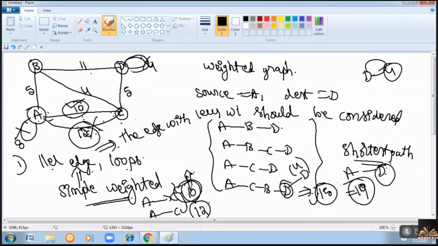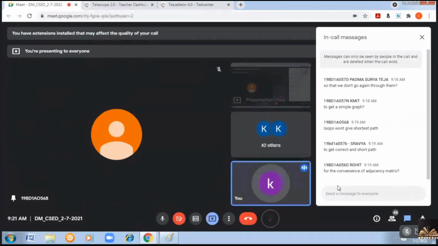Clear? So one reason to remove the loops is there is no use of traversing from a vertex to itself. And the reason to remove the parallel edges is when you have more than one path to reach from one vertex to another vertex, you will always choose the shortest path. You will not choose the path with more weight. Is it clear now? That is the reason we are removing the parallel edges and the loops. Is it clear now?